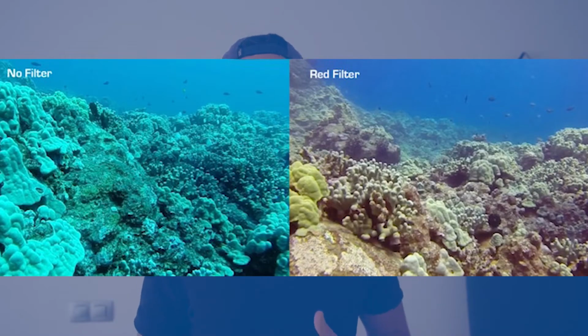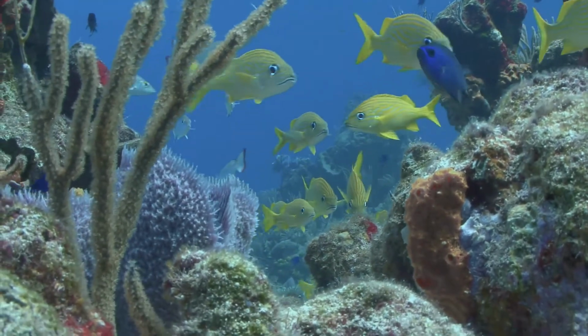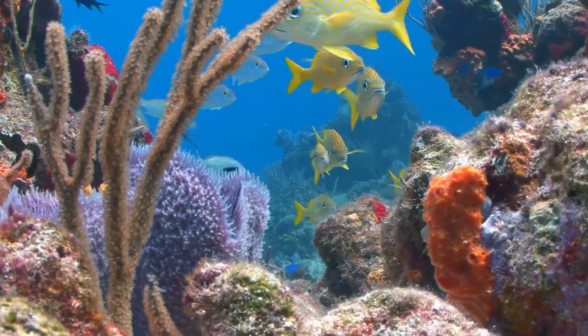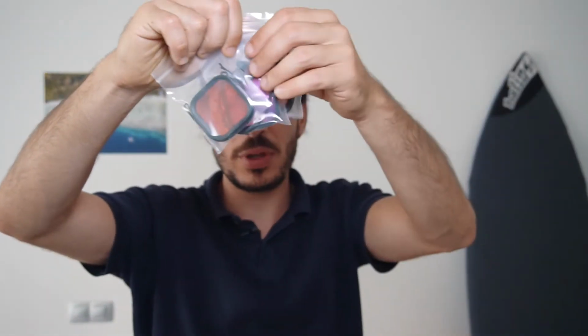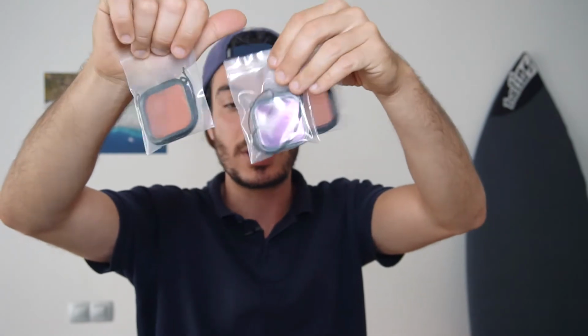What are underwater GoPro filters? Underwater filters are designed to bring back the colors that are often lost as we descend in the ocean. Starting with the red or magenta, that's the reason why underwater filters are of this color. I've got a few here, you can see red and magenta filters, which are different from ND filters and polarized filters. In fact, these filters are only used underwater.